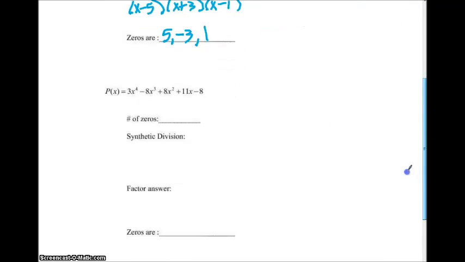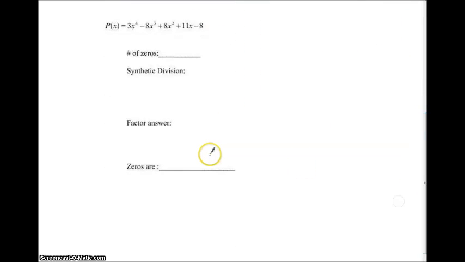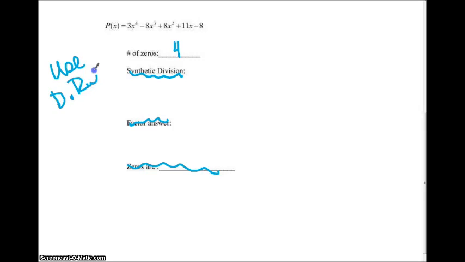So on this next one, they don't give us a possible root, or one of the zeros. So we just kind of have to look at it and start by saying, okay, how many zeros will there be? Well, my degree is 4, so there should be 4. Then you want to use, we're not going to do this the way it's set up here. You want to use Descartes' rule, okay? Use the rule that we talked about, and let's figure out how many positive and how many negative zeros we're going to have.